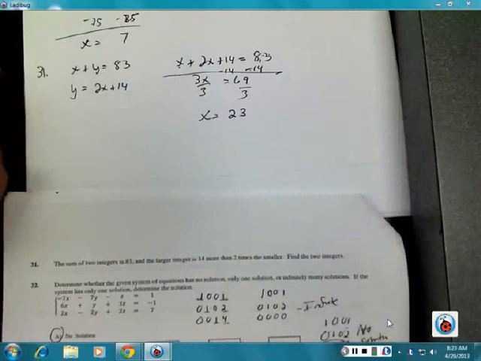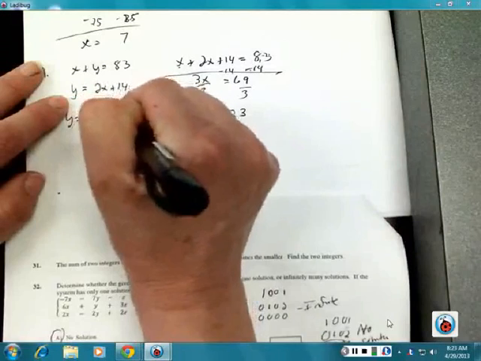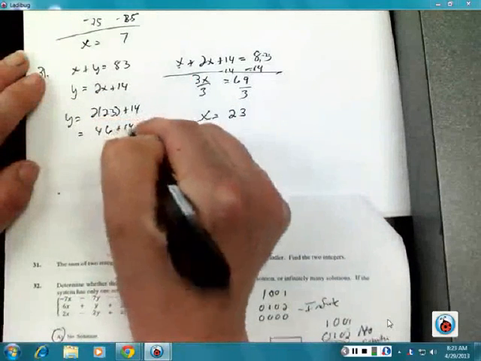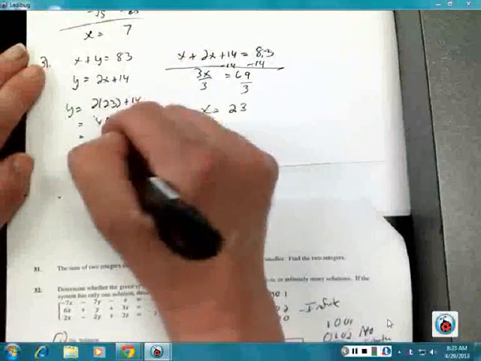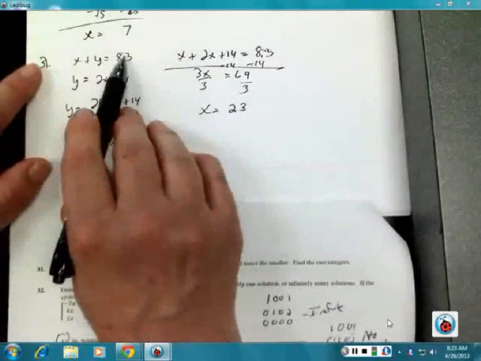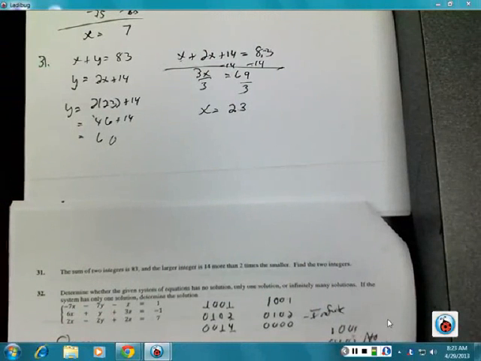Okay. To find y, y is equal to 2 times 23 plus 14. So 2 times 23 is 46. 46 plus 14 is 60. 60 plus 23 does equal 83. So I know I've got my correct solutions. You can always check those. With story problems you can work your way back and come up with what their answer is. All right, so that was 31.